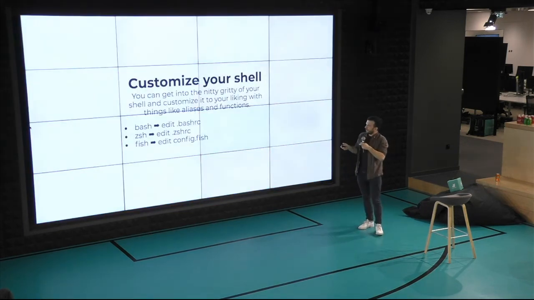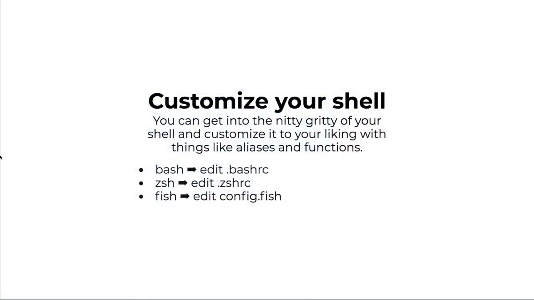Okay, so last thing I want to talk about is customizing your shell, and that is getting into the nitty-gritty. You can add customizations to your shell using either bashrc, zshrc, or config.fish. So you would find this file. It's usually in your etc folder. Depends on the shell, but you basically edit it.